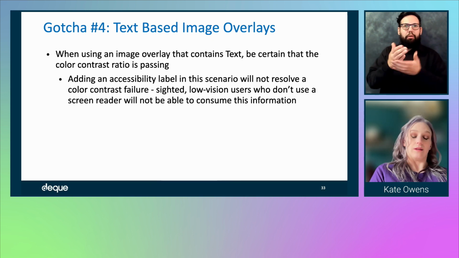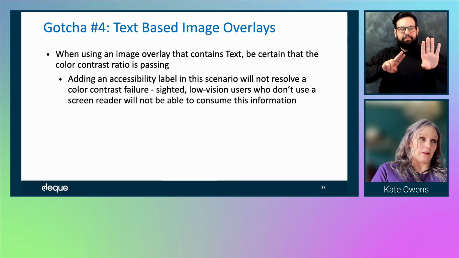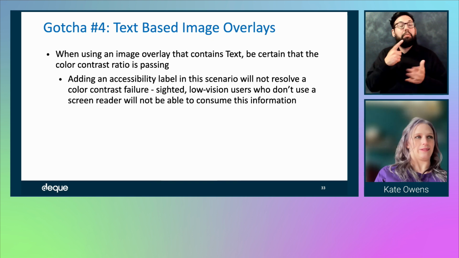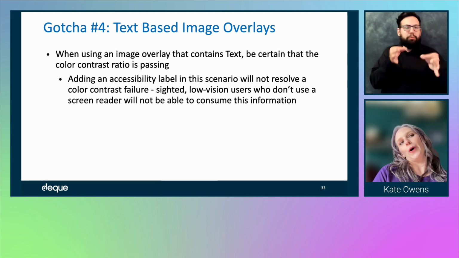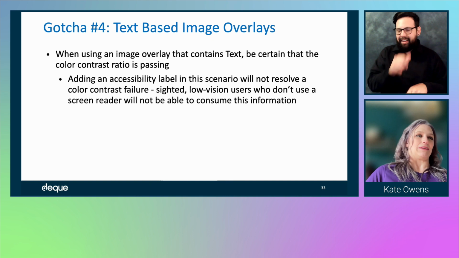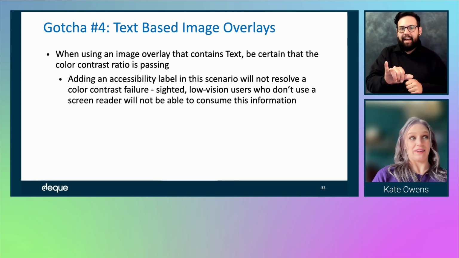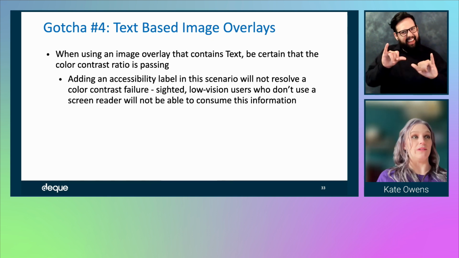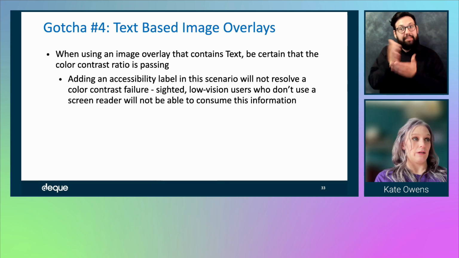You might think, oh, well, what if I just add an accessibility label and that'll say all the text in the overlay? That's good, right? No, that is not correct. That will not help out. It doesn't resolve the color contrast failure, and it's not going to be helpful for users who are sighted but low vision, who maybe don't use a screen reader.